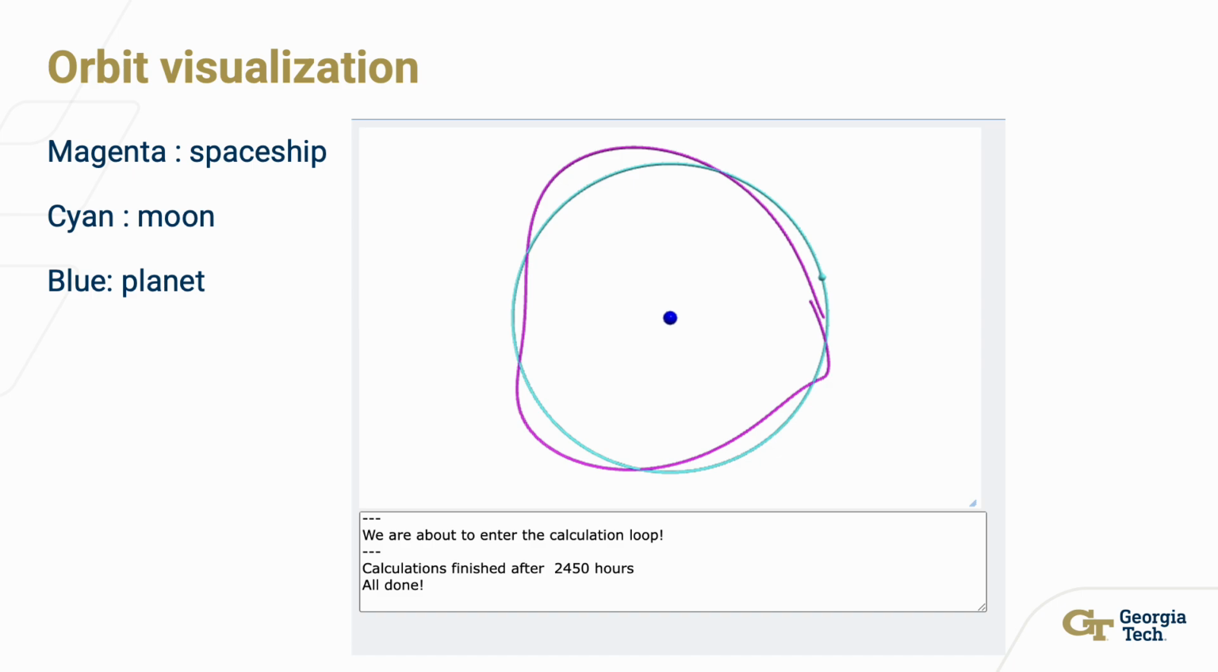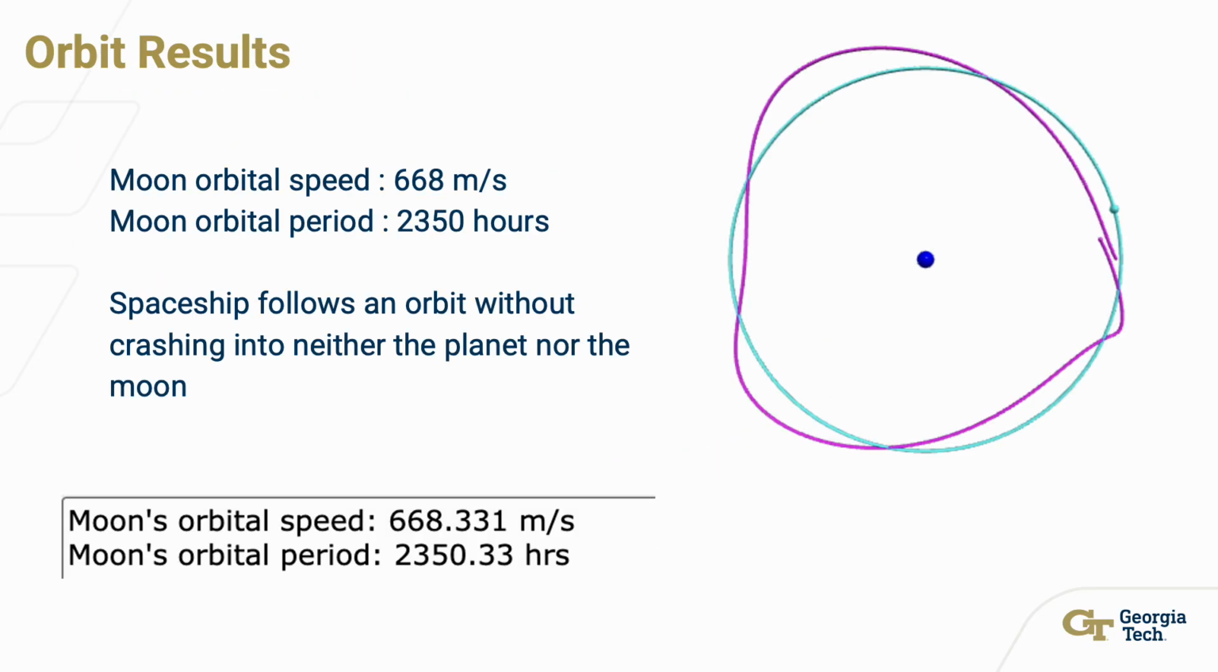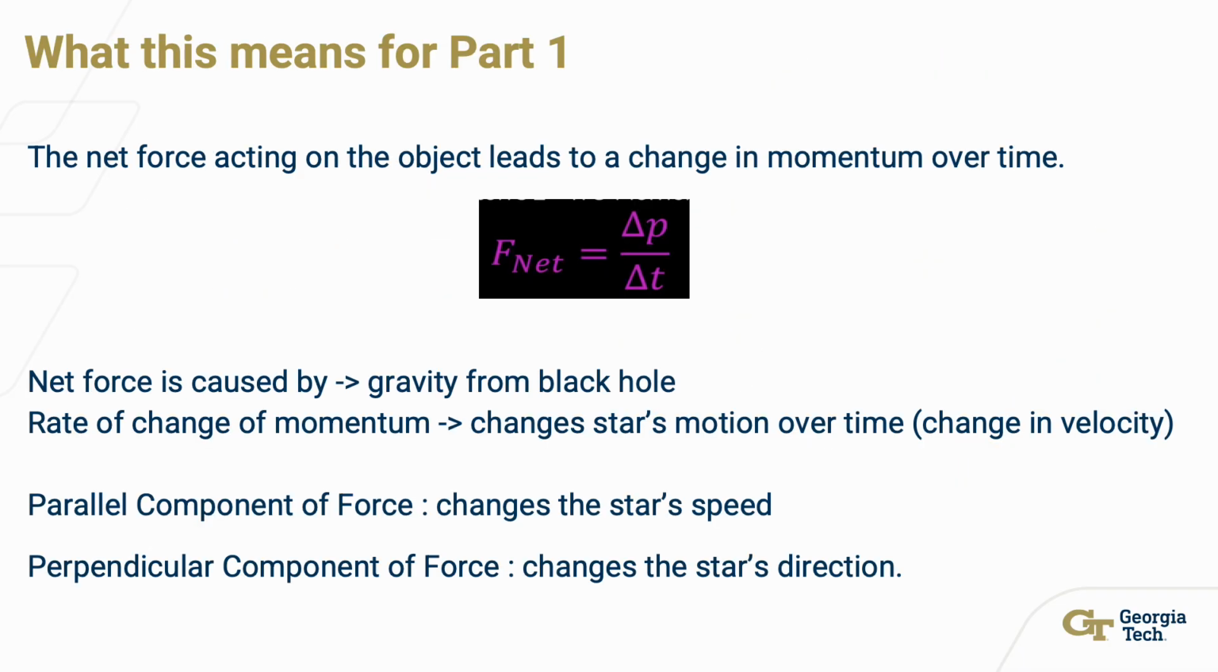An orbit visualization for this part 2 case looks something like this, where the magenta shows the spaceship's orbit, the cyan is the moon's orbit, and the blue dot represents the planet. I ran the simulation for 2,450 hours so the moon could complete a full orbit. Our results were like this. The moon's orbital speed we found was 616 meters per second, and the orbital period was 2,350 hours. Our spaceship followed an orbit throughout the whole time without crashing into the planet or the moon.